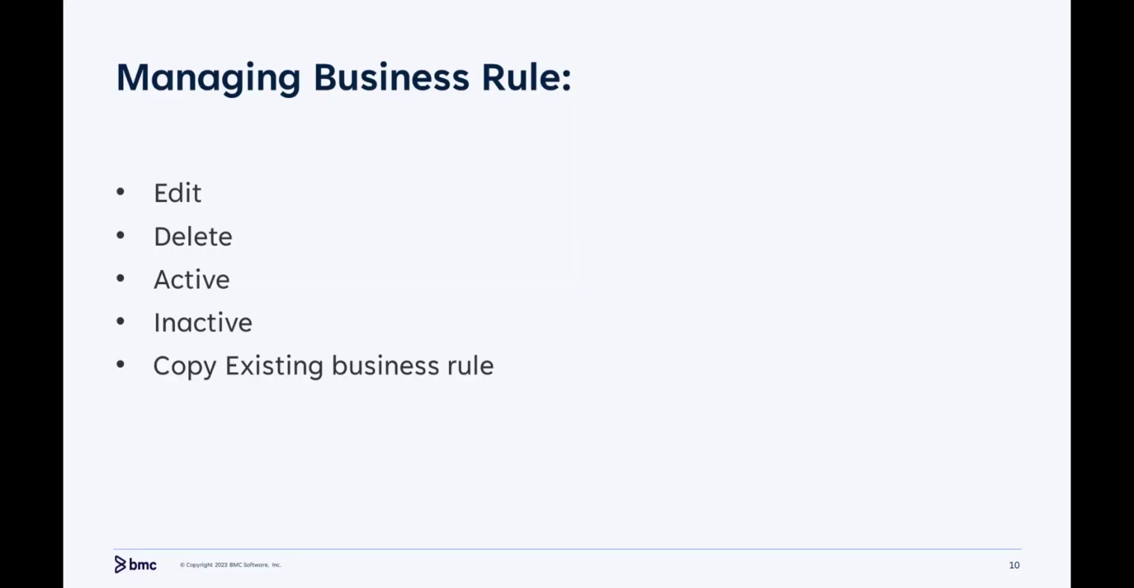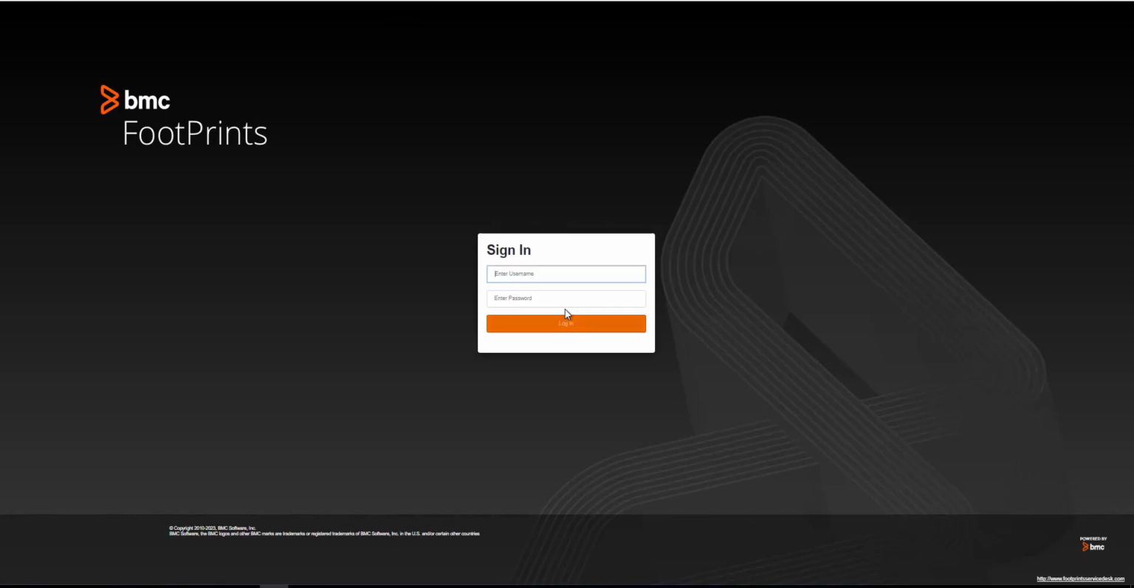Let's overview the managing of business rules. There are multiple options to manage the business rule, like edit, delete, active, inactive, and copy an existing business rule to create a new business rule with the same conditions and actions. Let's understand the process by the demonstration. Log in to the Footprint application by administrative credentials.